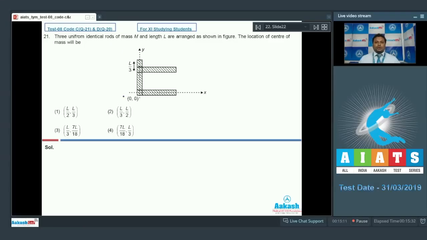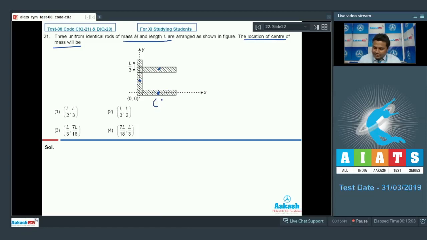So here is question number 21, everyone. Three uniform identical rods of mass m and length capital L are arranged as shown in the figure. The location of center of mass will be what? Now we know that for any rod, its whole mass is concentrated at its geometrical center, that is at the midpoint. So masses will be concentrated at these points only. We only have to find out the location, the coordinates of these points.